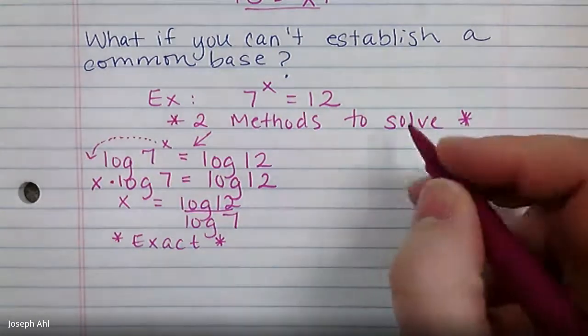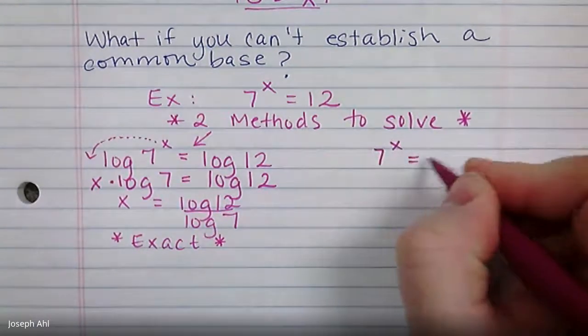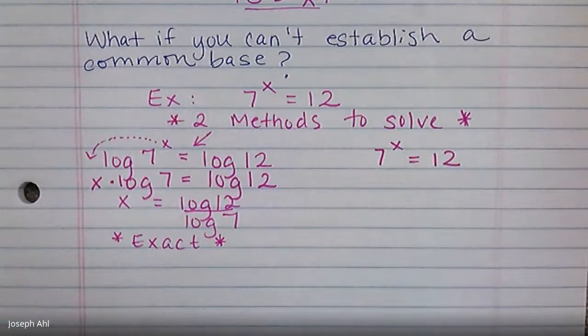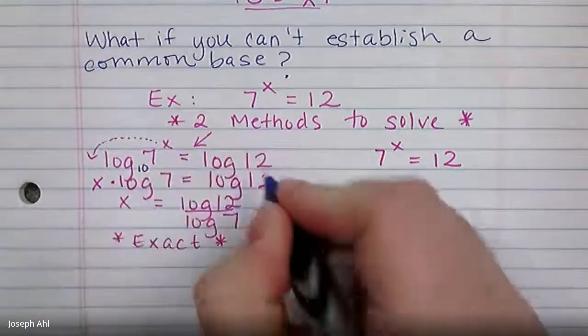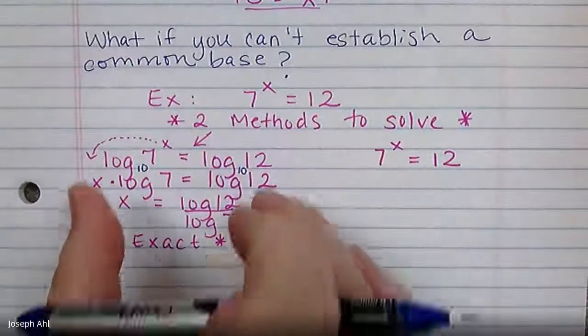So what's the other technique to solve then? Well, the other technique is, if I go back to 7 to the x equals 12, to not just take log of both sides, because when I took log of both sides a moment ago, I was using log base 10. I was taking a common log of both sides.